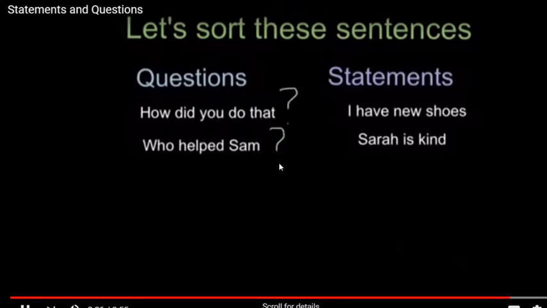And who helped Sam? Now when we're writing statements, they generally finish with a full stop at the end. So, I have new shoes and Sarah is kind. Okay guys, now it's over to you. Back to the wiki to read your instructions on how you're going to do a sentence sort.